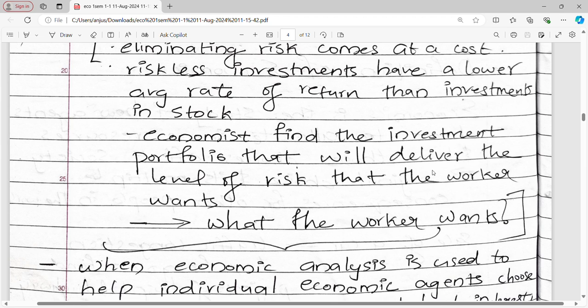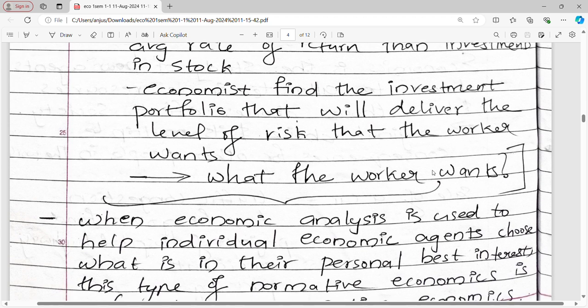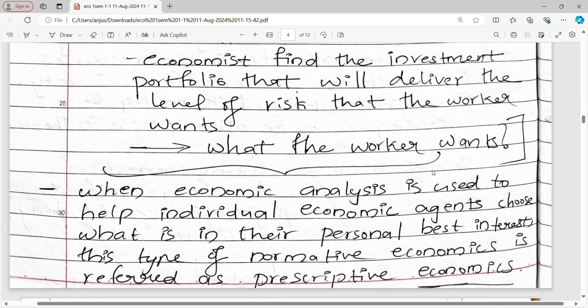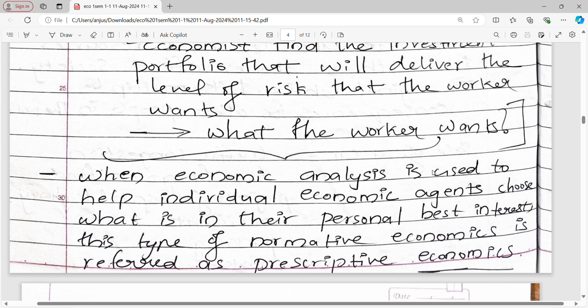Here the economist is dealing with what the worker wants. So this is called prescriptive economics. That is when economic analysis is used to help individual economic agents choose what is in their personal best interest. That is how much risk you want. This type of normative economics is referred to as prescriptive economics.